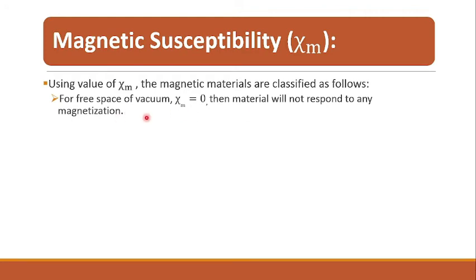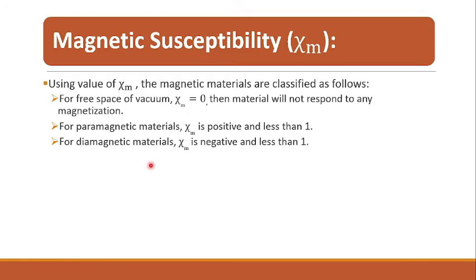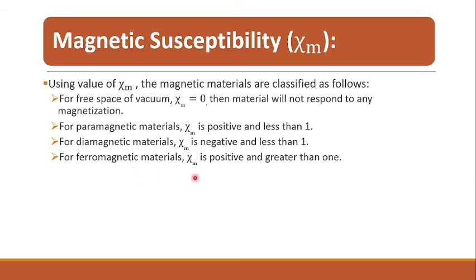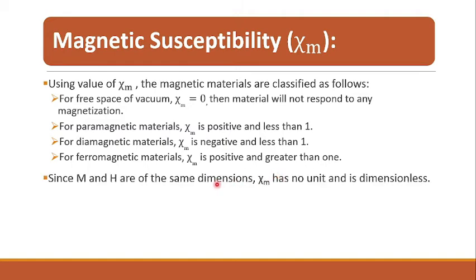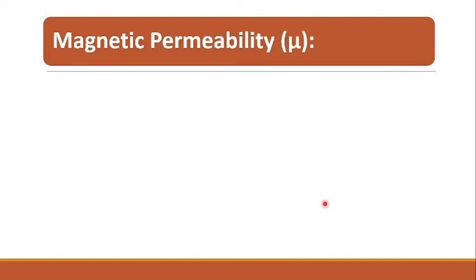So for free space or vacuum, Chi-m is equal to 0. Then the material will not respond to any magnetization because magnetization is 0, right? For paramagnetic materials, Chi-m is positive and less than 1. For diamagnetic materials, Chi-m is negative and less than 1. For ferromagnetic materials, Chi-m is positive and greater than 1. Since M and H are of the same dimensions, Chi-m also has no unit and is a dimensionless quantity.